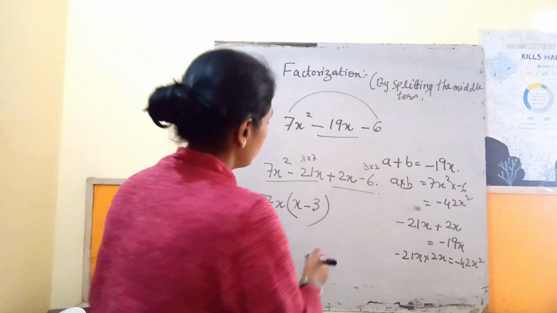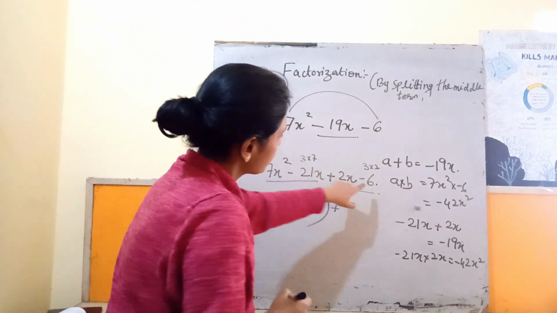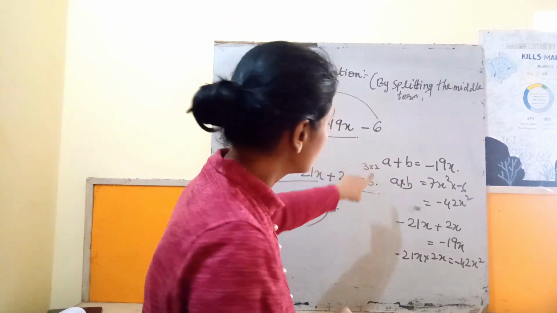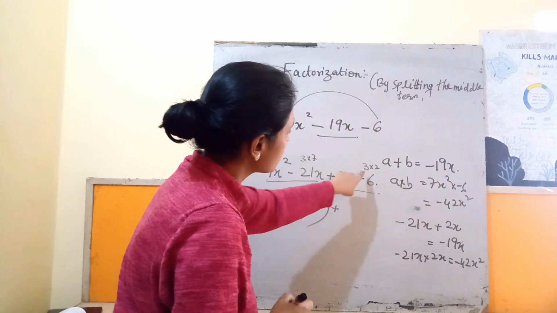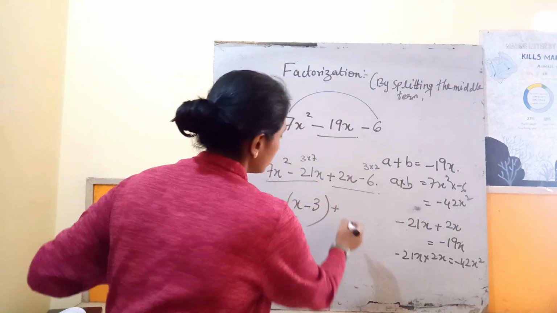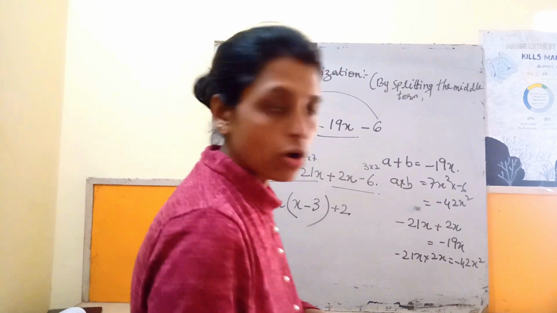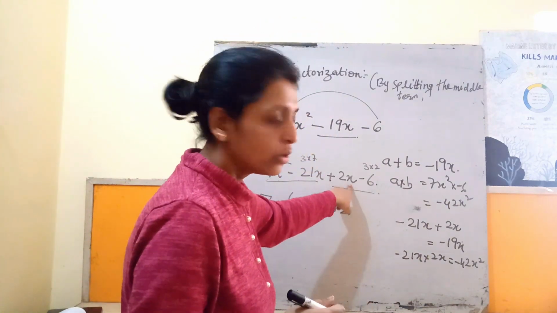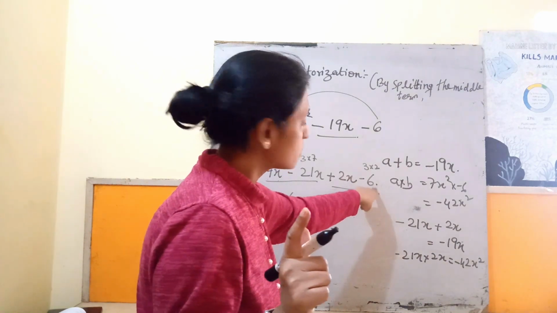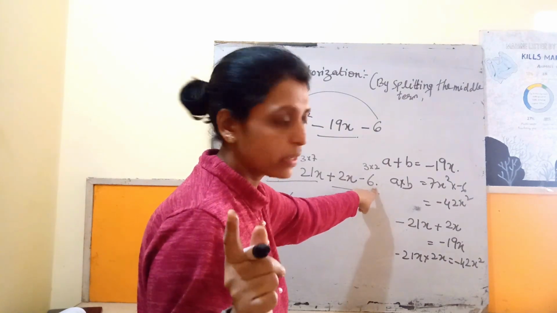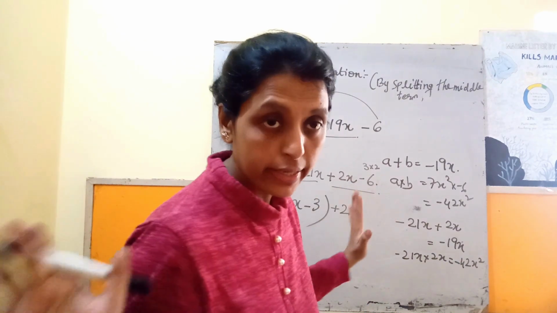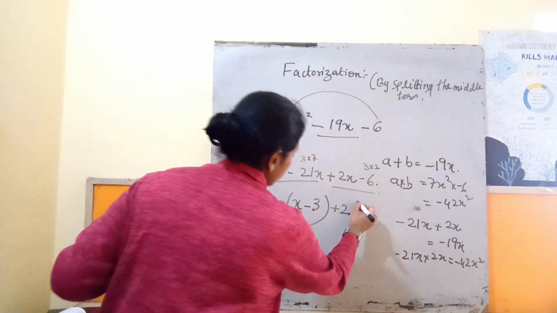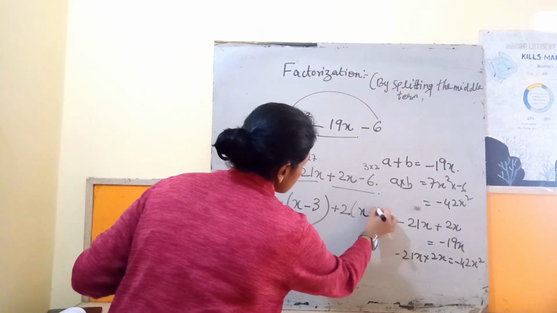Now plus, see, 6 can be written as 3 into 2. So here it is 2x and here also 2 is there. So only 2 can be taken as common. Why? Because in the first term of the second pair x is there, but in the second term of the second pair there is no x, so we cannot take x as common. So we are left with x minus 3.